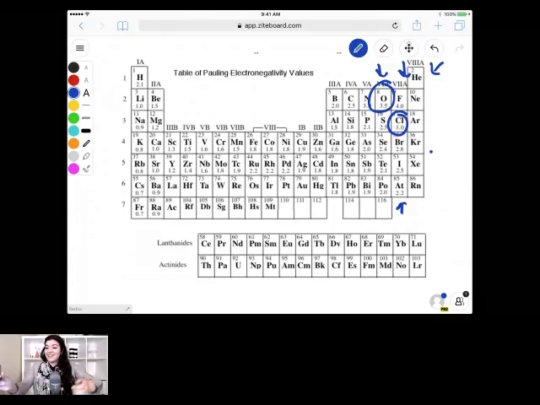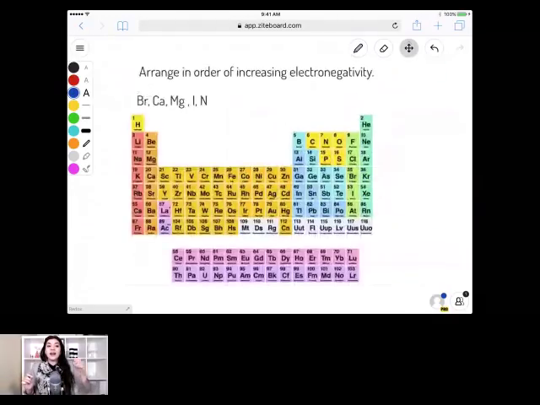Let's try it. So that being said, now that we know that our electronegativity increases as we move left to right and from down to up, let's arrange these in increasing electronegativity. All right. So I'm just going to highlight and circle all the ones that we have here. So the first one we have is bromine. So Br is right there. Calcium, Ca is right there. Mg is right there. Magnesium, and then iodine is there.